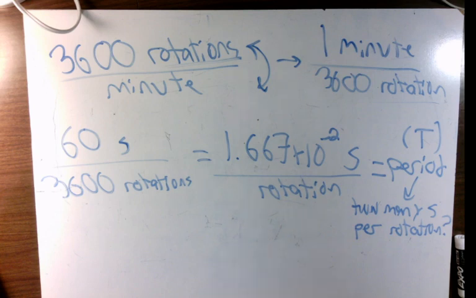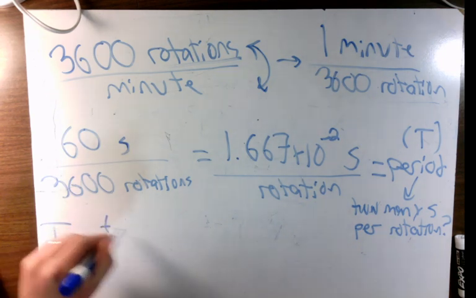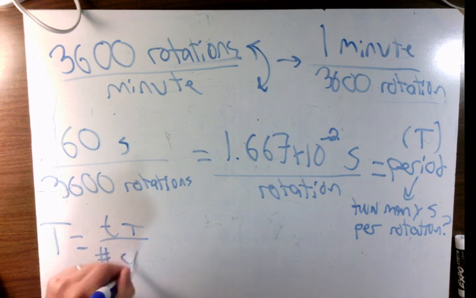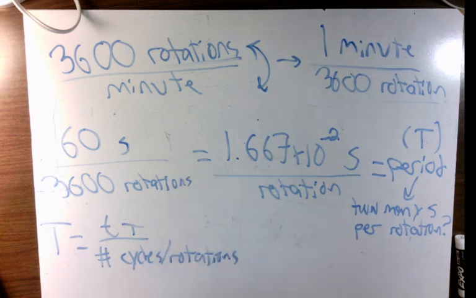If you just want a shortcut from here on out, right? So here's kind of our general form. Period is the time it takes total divided by the number of cycles or rotations. And super simplified, period is equal to 60 divided by our RPMs, rotations per minute.